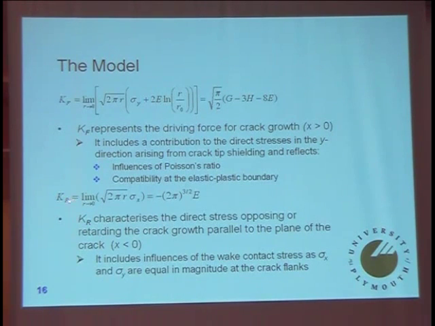We have then defined what we've termed Kr, a retarding stress, which characterizes the direct stress opposing or retarding the crack growth parallel to the plane of the crack. And that arises primarily from the plastic zone, plastic enclave around the crack. And it does include, so the mathematician tells me, influences of weight contact stresses, because at the crack boundary, sigma x and sigma y are equal in magnitude. And so that picks up the shielding from the crack closure and the Poisson's ratio effects on the plastic zone.